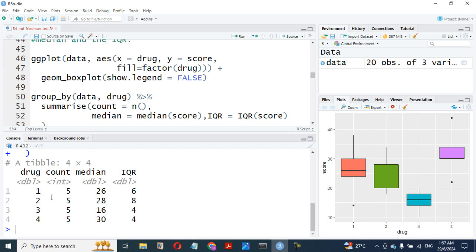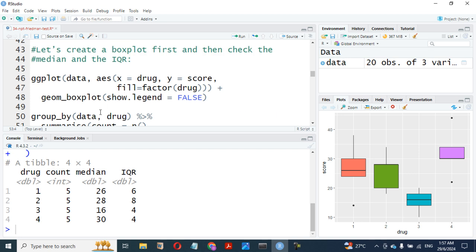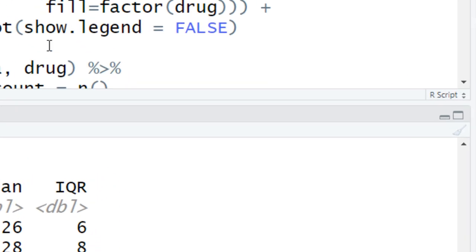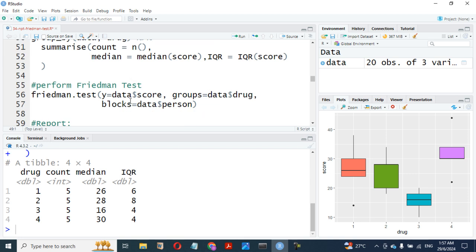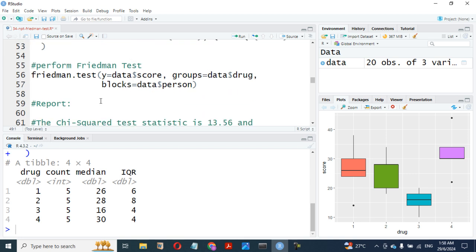Okay, what we are looking at. So you can see that the median differs for each drug. But I want to show you statistically whether it is just by chance, or whether it is statistically significant that the median differs for each drug, for the score. So let's perform the test.